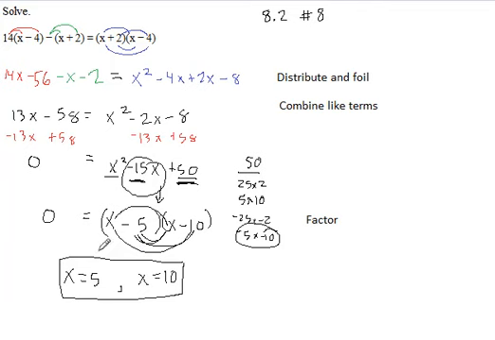But once it's equal to 0, then we can just take the opposites here and say x will equal 5 and x will equal 10, because that's what will make this whole right side equal to 0. So that's our problem, 8.2, number 8.